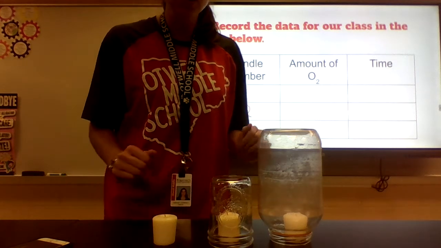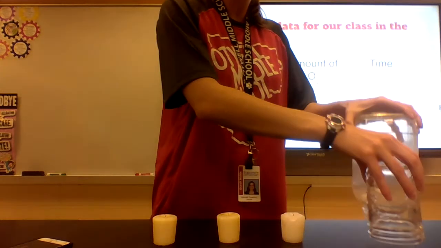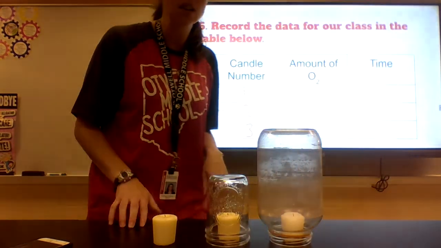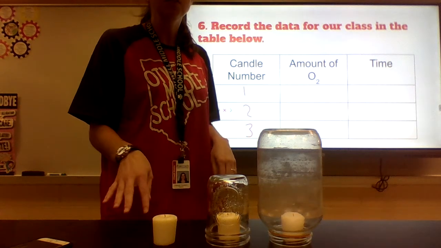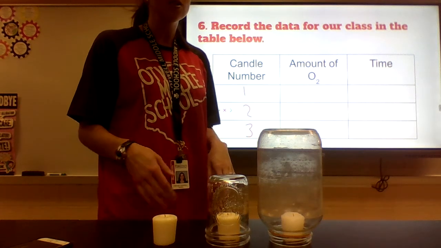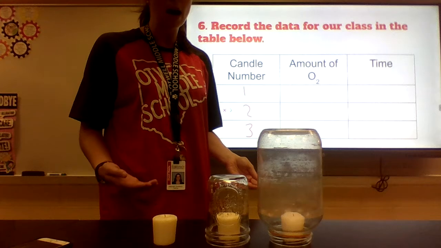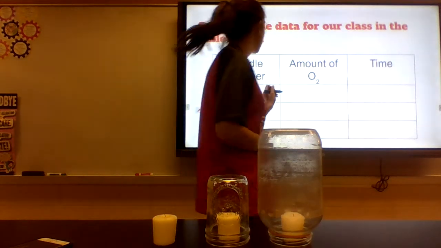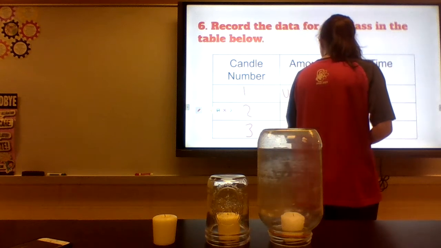So how I'm going to do this experiment is I'm going to take these off. Actually, we're going to do this first. We're going to talk about the amount of oxygen in each. Candle number 1, since it doesn't have a jar, it has an unlimited amount of oxygen. So in your data table for candle 1, under the amount of oxygen, you're just going to write unlimited.